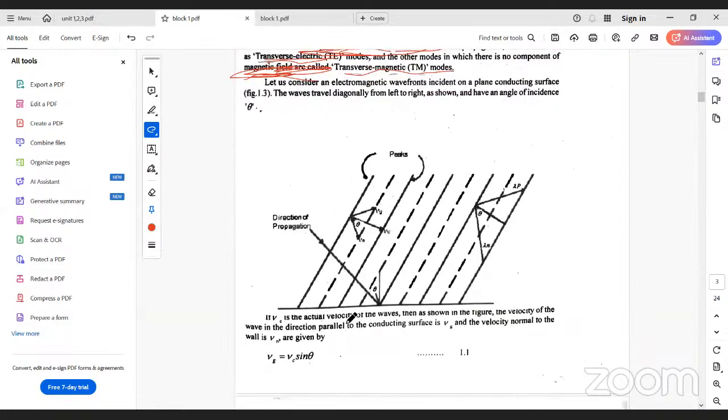We are taking zigzag lines, and this is not only normal to the plane. Normal means straight. Not only normal to the plane, there is also the direction of propagation. To this direction of propagation, I am taking Vc, the actual velocity, and the velocity across the normal to the plane is Vn, and the velocity across the parallel direction is Vg. 3 parameters I am taking. What is Vc? Actual velocity or velocity of light.